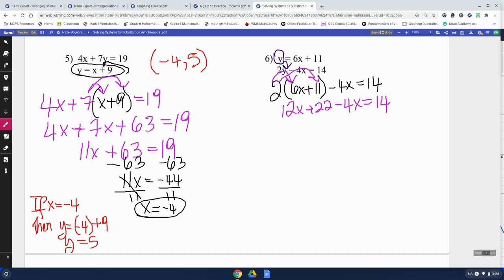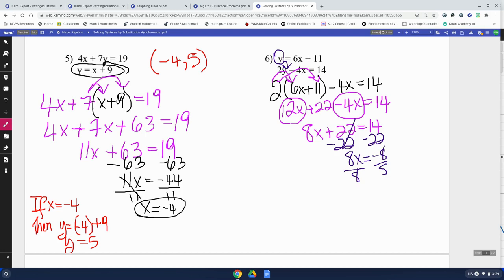Alrighty, so now we're going to need to combine our like terms. We have our 12x, our minus 4x, so that gives us 8x plus 22 equals to 14. Right? Minus 22, minus 22, 8x is equal to negative 8. Divide by 8, divide by 8, x is equal to negative 1. Right? So our x value is going to be negative 1.